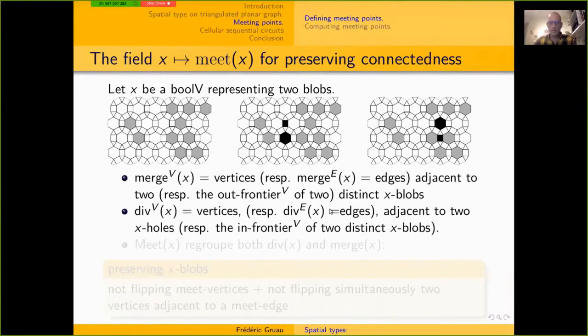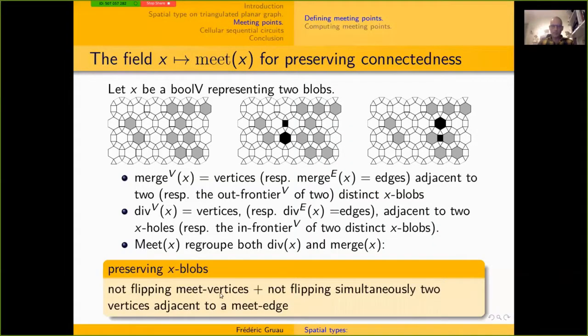concept exists, but with respect to holes. The div vertices are the vertices adjacent to two distinct holes, and the div edges adjacent to the out frontier of two distinct holes. What we want to compute is the union of division and merge points, which include therefore vertices and edges. Why are we interested in this?